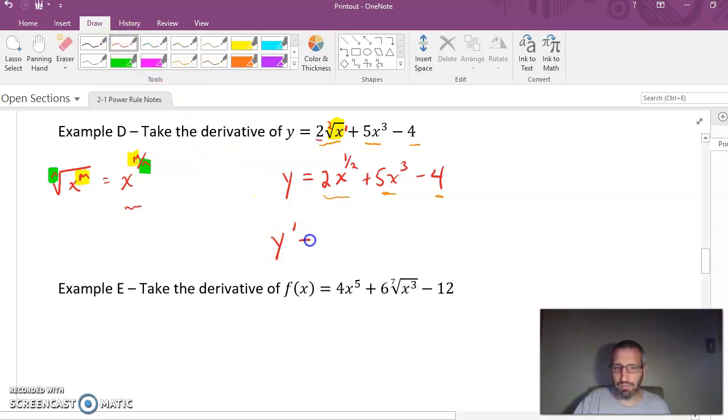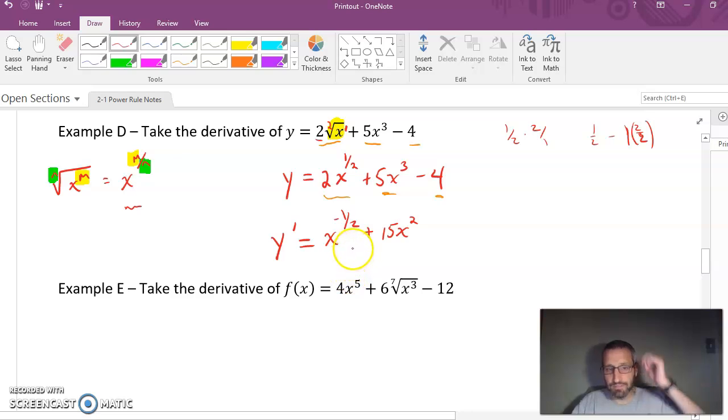Now we're ready. So y prime equals 1/2 times 2, and again, if you need to do that off to the side, please go ahead and do that. I still think that's 1. X to the, now negative 1/2 power, right? 1/2 minus 1, or 2 over 2, yep. All right, and then let's do our power rule with 5x to the third. So 5 times 3 is 15, x to the 3 minus 1 is 2 power. And then the derivative of the constant negative 4 is 0. So 2 terms in my derivative answer.